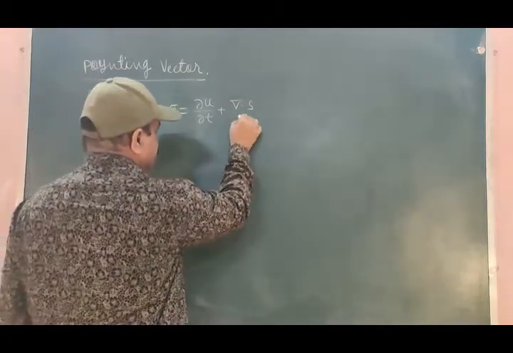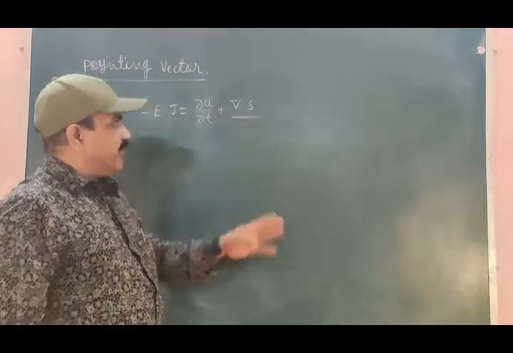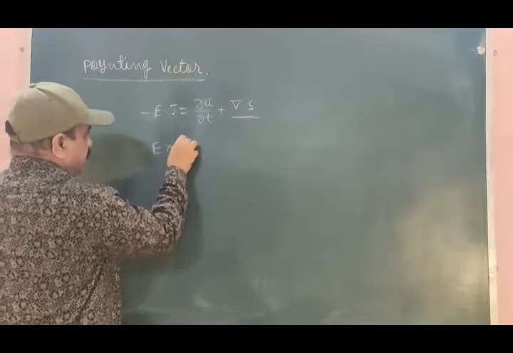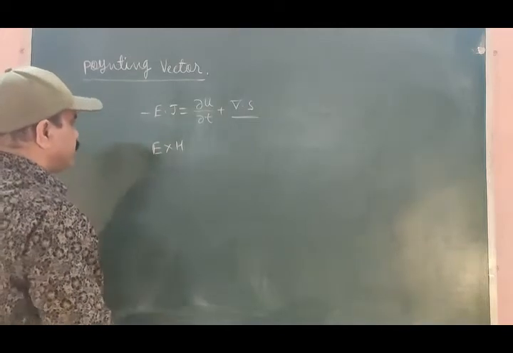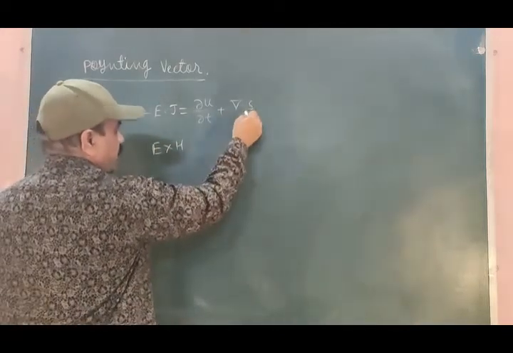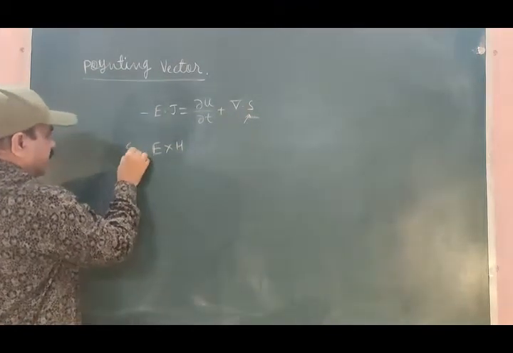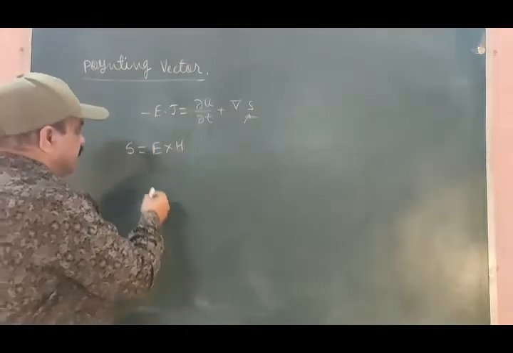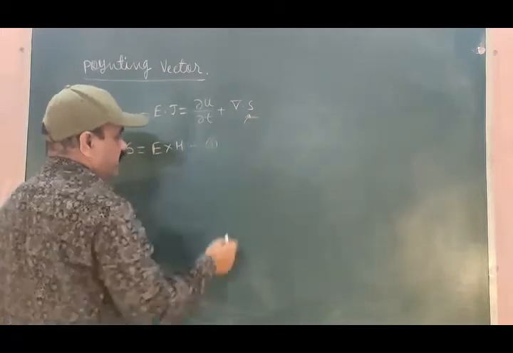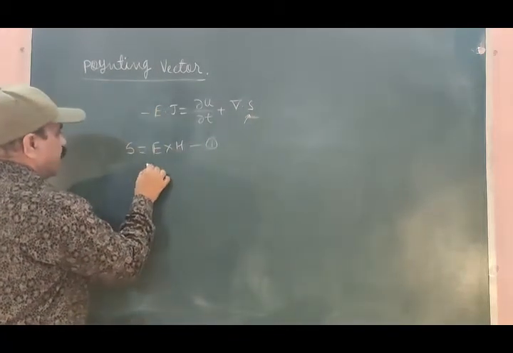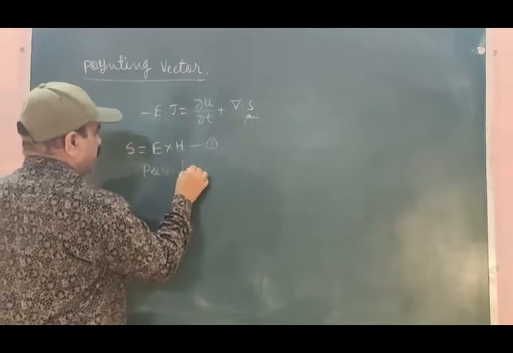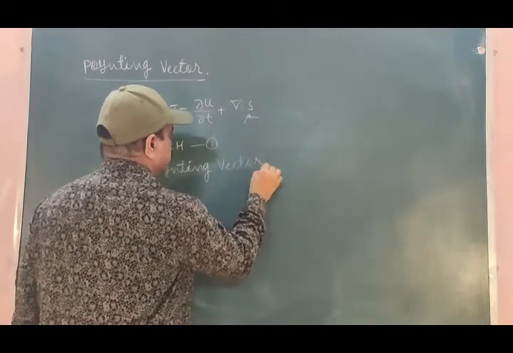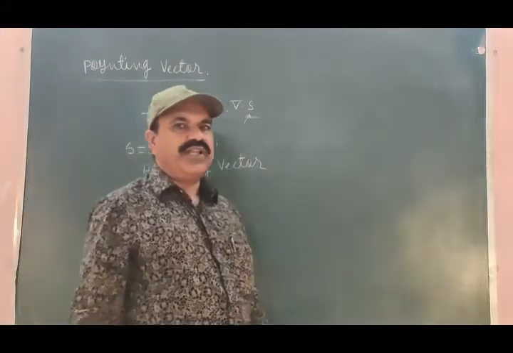Out of these terms, now we are interested in this term, del dot S. From del dot S, this S is equal to E cross H. Let me call this equation number 1, and this is known as the Poynting vector.